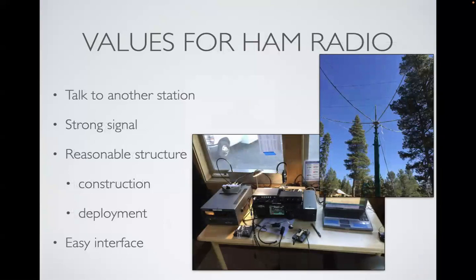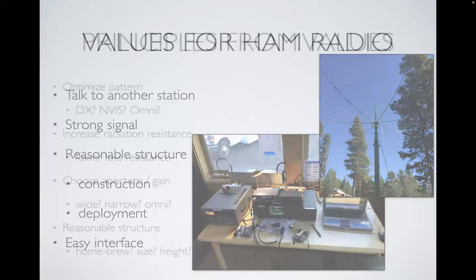So with all of this, we have some values for ham radio, right? What we really want to do is talk to another station. We'd like to have a stronger signal if we can do that, right? That's more fun. We want to have a reasonable structure that we can deal with, because we have to actually build these things and deploy them, and maybe even deploy them permanently, who knows? And then an easy interface. And by that, I mean, can the radio talk to the antenna with minimal losses? You can always put a tuner on there, but how good is the tuner? And how much are you losing in the coax as a result of that?